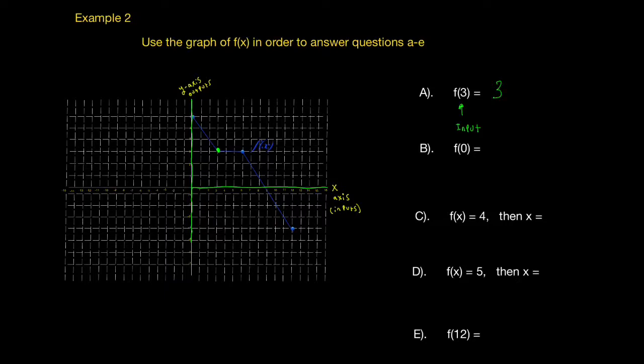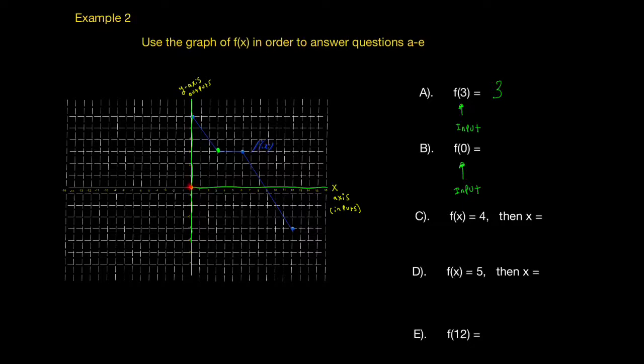For part B, we're going to evaluate f of 0. So we have the input of 0. And whenever you're looking at the x-axis, you can think of 0 as being the origin. So here 0 is right there. So I'm going to highlight this in green.